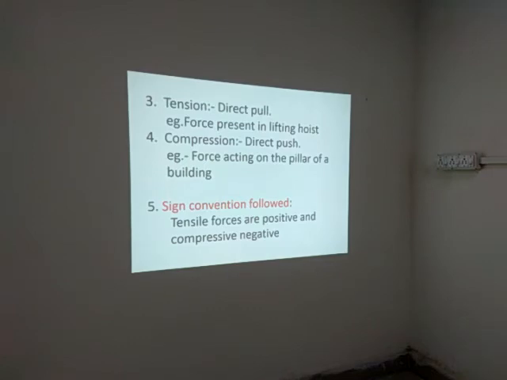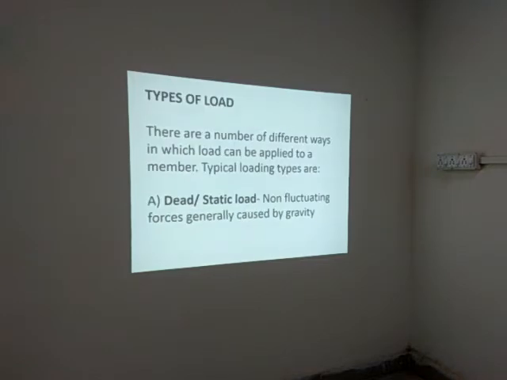Another type of load is a compression load, where the intention of this load is direct push. Pushing means to shorten the length of a member. For example, a column or pillar in a building is subjected to a vertical load from the upper members, maybe a beam or a slab, and that force coming from the beam or slab tries to push the vertical column. So this is a type of compressive load. To assign a sign for each type of load, the common convention is that tension forces are taken as positive and compression forces are taken as negative.